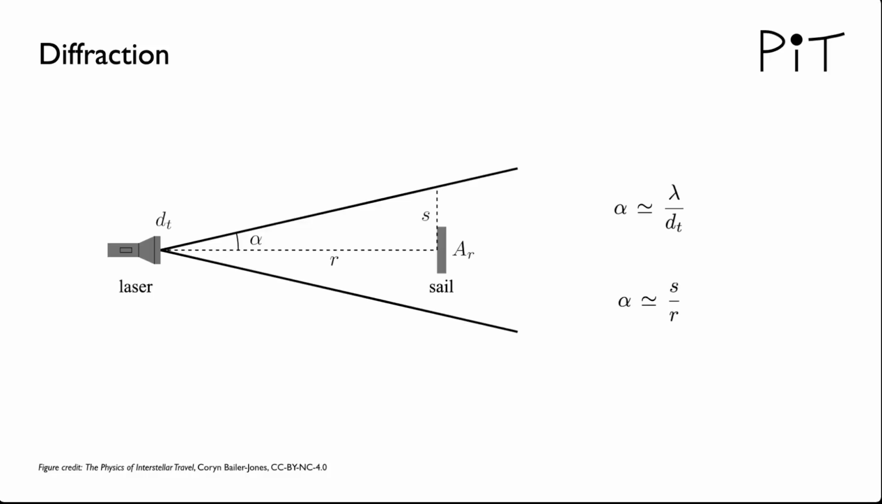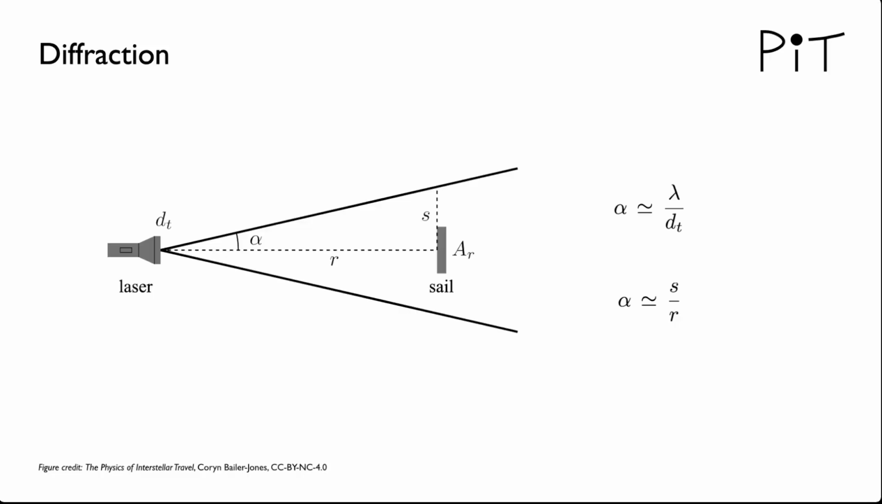From simple geometry, we see that this angle is also equal to s over a. When the sail is at a distance of 0.1 astronomical units, this diffraction angle corresponds to a size s of 1.5 kilometers. Even an extremely light 10-gram sail, like the one we just considered, would be no more than a few meters in size, and so almost all of the laser light will spill around the edge of the sail.